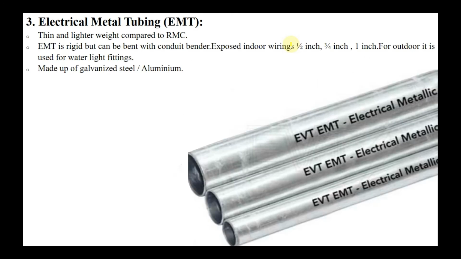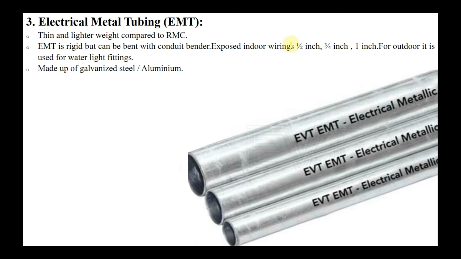So the third type is electrical metal tubing, which is known as EMT, and it has a very wide range of application. It is thinner and lighter in weight as compared to RMC. That's why it is used for all indoor. EMT is rigid but can be bent with a conduit bender, and it has different sizes like half inch, 3/4 inch, 1 inch, and so many others.